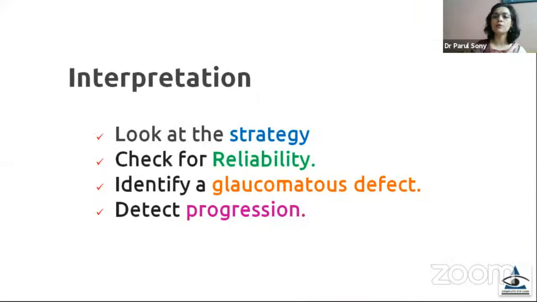So I would like to summarize by saying that whenever we are trying to read a printout, we should look at the strategy that has been used. We should see whether the field is reliable or not. We should try to identify if the defect is glaucomatous or not. And lastly, but most importantly, we should know whether the defect is progressing or not.